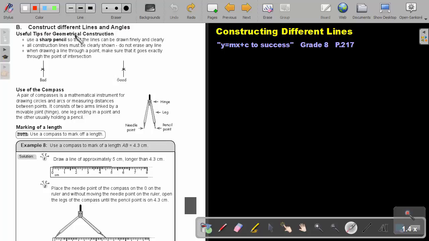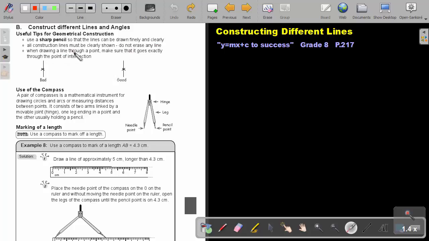Useful tips for geometrical construction. Use a sharp pencil so that the lines can be drawn finely and clearly. All construction lines must be clearly shown. Do not erase any line.